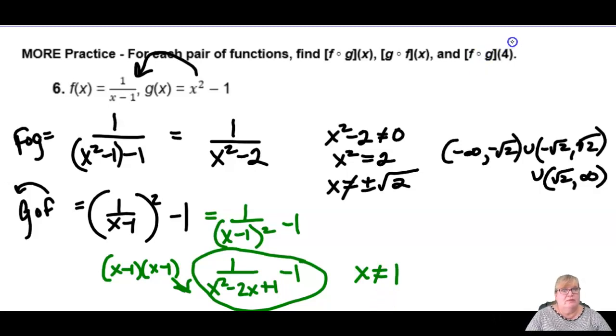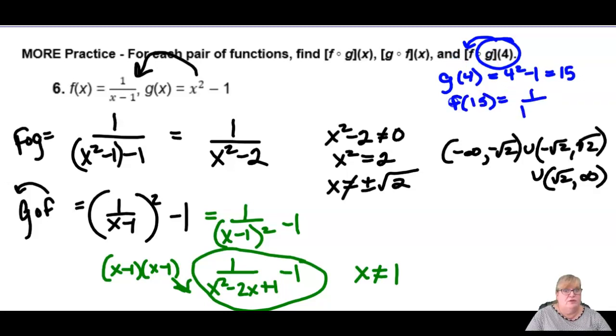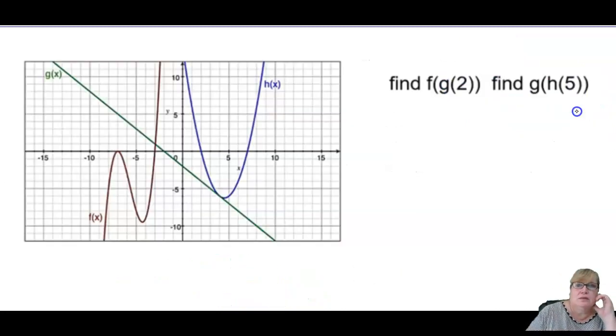Last one, I hope anyway, put a 4 into g, and then that answer into f. 4 into g would be 15, and then put that answer into f. Would be 1 over 15 minus 1, or 1/14, which should be the same thing if we put f in here. So put a 4 in here, 1 over 4 squared minus 2, 16 minus 2 is 14, 1 over 14. So either way. Oh, thank goodness. All right, on to one more little concept.